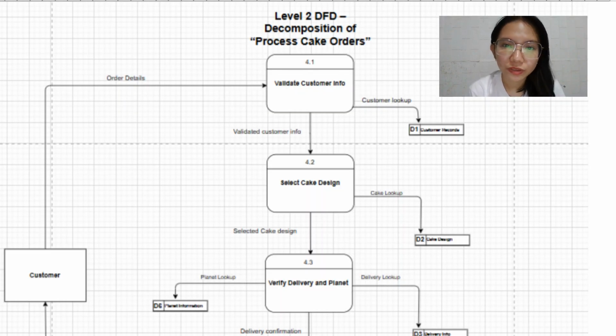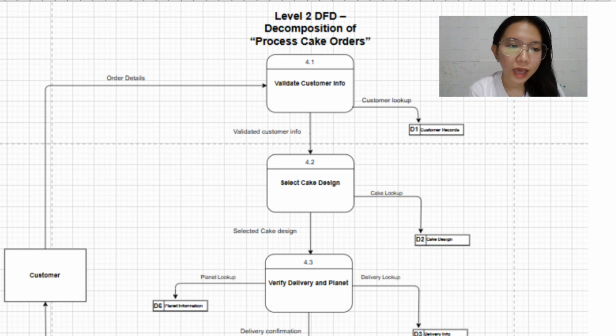Lastly, we were going to talk about the level 2 data flow diagram. So it is the decomposition of process cake orders. These diagrams break down the main process of process cake orders into smaller steps to show more details on how it works. So we have here the steps in the process.